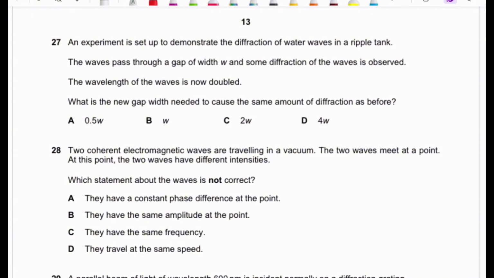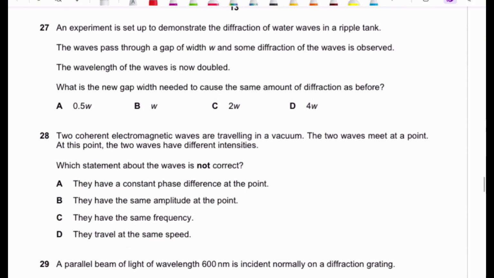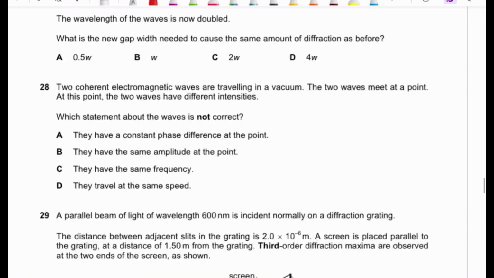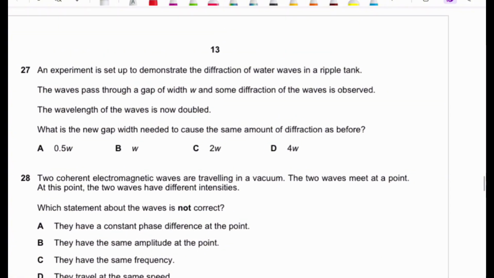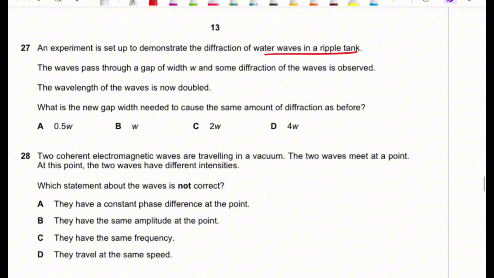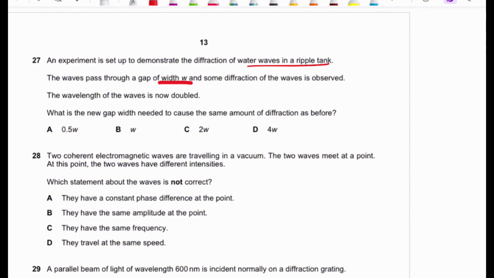Question 27. An experiment is set up to demonstrate the diffraction of waves. Okay, we're almost done with waves, right? An experiment is set up to demonstrate the diffraction of water waves in a ripple tank. The wave passes through a gap of width W, and some diffraction is observed. Okay, the wavelength is now doubled. What is the new gap width needed to cause the same amount of diffraction as before?